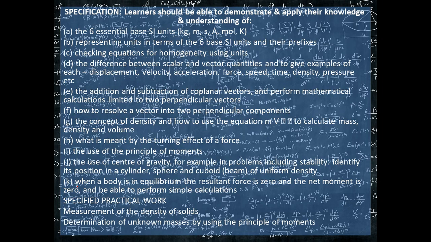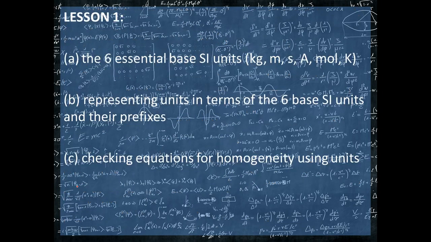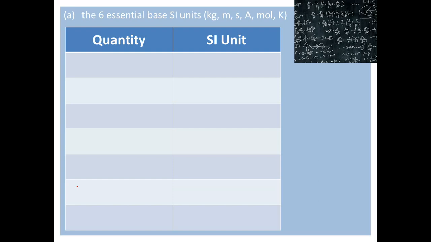So the specification there, if you want to pause and read through it, feel free. And in today's lesson, we're going to be looking at the first 3 points, starting with SI units. So SI units are part of what's known as the System International, which is a worldwide recognized system of classifying quantities that everyone can then recognize, and therefore it makes physics international and provides a symmetry across the world.